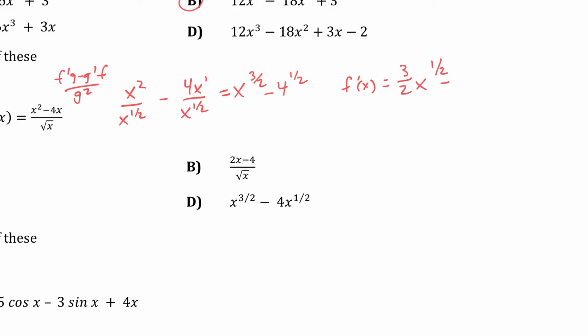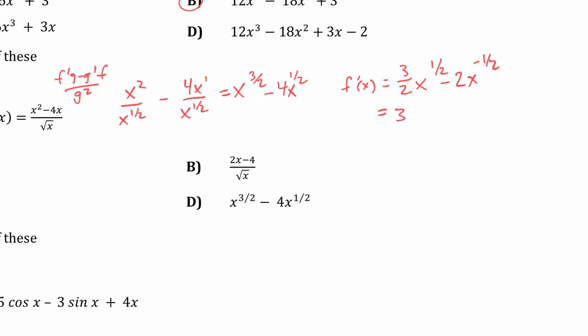minus 1 half, right? So that's 1 half times 4. Oh, did I forget an x? I forgot an x right there. Right here. 1 half times 4, which is 2, x, and then 1 half minus 1 is negative 1 half. And we're almost there. So let's clean this up a little bit.